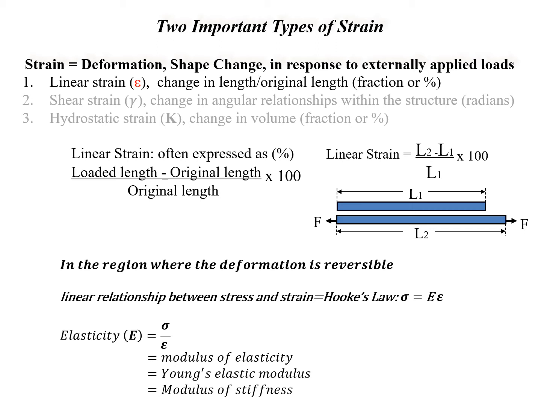So in tensile and compressive stress and the linear strains that they produce, this constant is known as the modulus of elasticity. So another way to write that is to say the elasticity is equal to the applied stress divided by the strain that it results in. However, there are a couple of other common terms that are used to describe this constant. So it's also known as Young's elastic modulus and modulus of stiffness. So I'm sorry there's three different terms, but that's just tradition, right? So the constant that relates linear strain to compressive and tensile stresses is known as the modulus of elasticity. It's also called Young's elastic modulus and the modulus of stiffness.